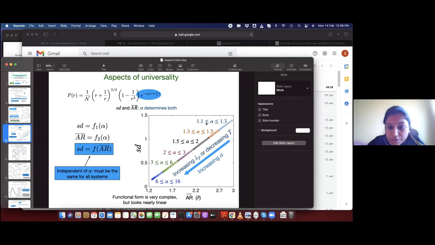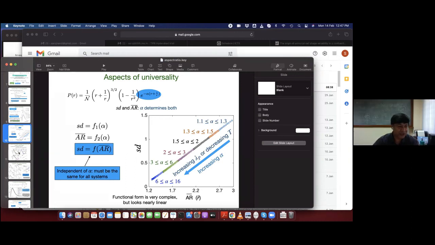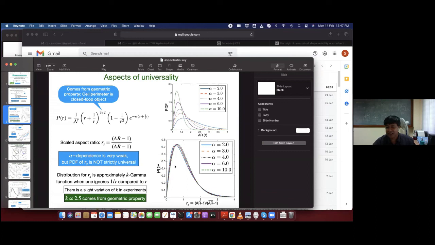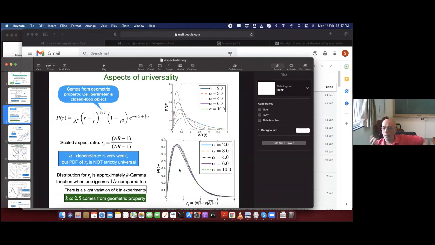Yes, there is one more question. Hi, Sriram. Hi. I didn't understand exactly what you mean when you say it's almost but not completely universal. What that means is the dependence on alpha is so weak that it's practically the same, right? Exactly. When we plot this function, the variation is very small. So it does depend on alpha, but it's very robust to it.